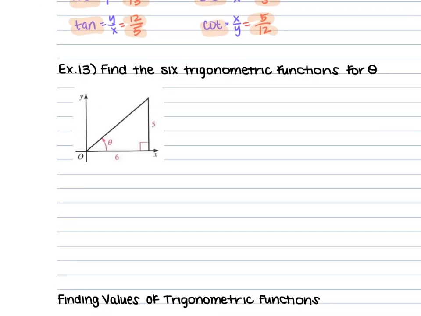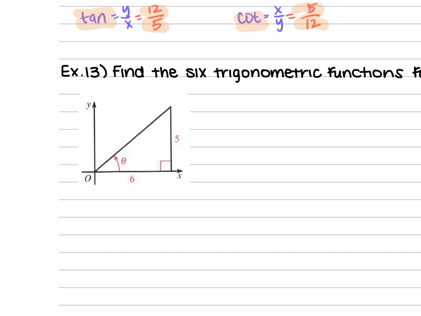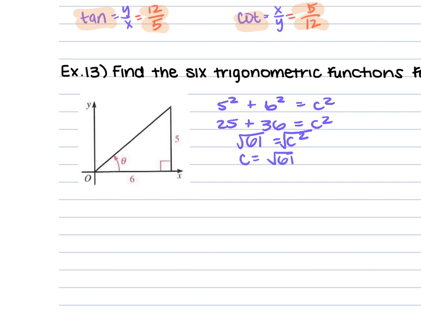For example 13, same thing. So we have side lengths of 6 and 5. We are missing our hypotenuse. So we're going to do 5 squared plus 6 squared is equal to c squared. 5 squared is 25. 6 squared is 36. We add these two. 25 plus 36 is going to give us 61 is equal to c squared. We take the square root of both sides. Can't take the square root of 61, so c is equal to the square root of 61.